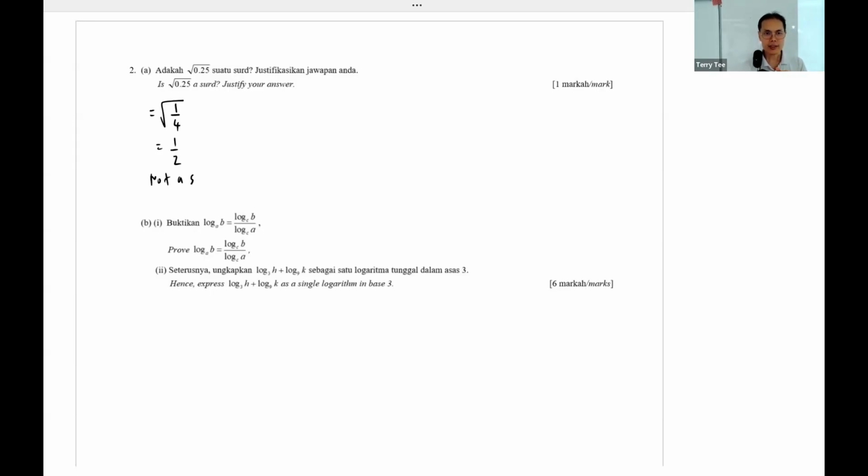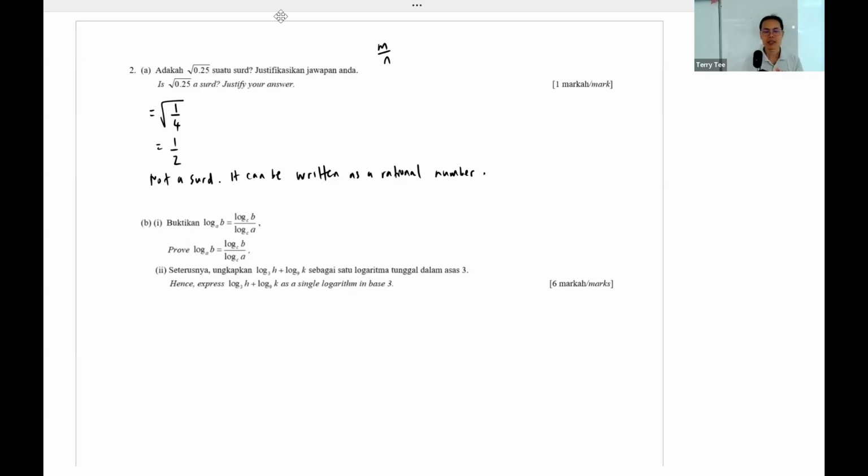Why? Because it can be written as a rational number, because you can square root it. A rational number is a number you can write as a fraction, m over n. So this one you can write as a rational number. So it's not a surd.